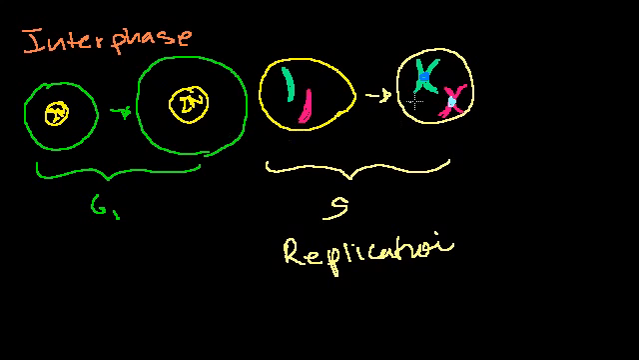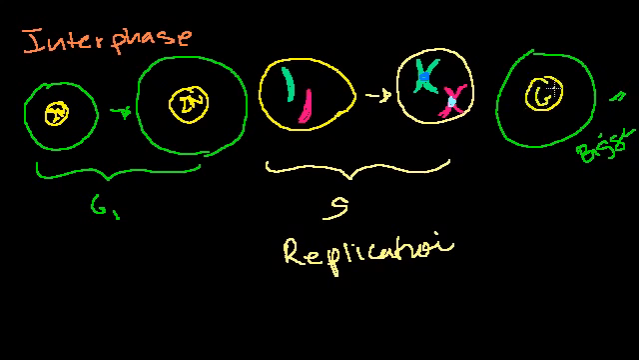And then the cell will just continue to grow more. Let me focus on the cell again. The cell was already big, and it gets bigger. That's during the G2 phase. So it's just growing more.